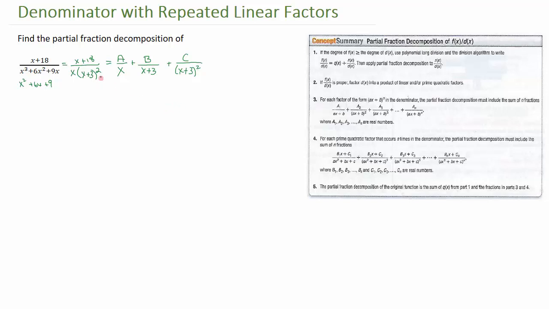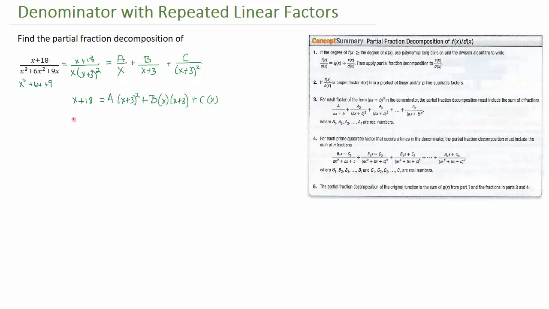We multiply by our LCD, which is x times x plus 3 quantity squared. That will get rid of this entire denominator here and leave us with just x plus 18 on the left-hand side. On the right-hand side, the x would cancel out with this x, but we'd have A times x plus 3 quantity squared. Plus, one of these x plus 3's would cancel out with one of these, so we'd have B times x times one of these x plus 3's. And finally, in this last fraction, the x plus 3 all squared would cancel out, and we'd be left with just plus C times x.